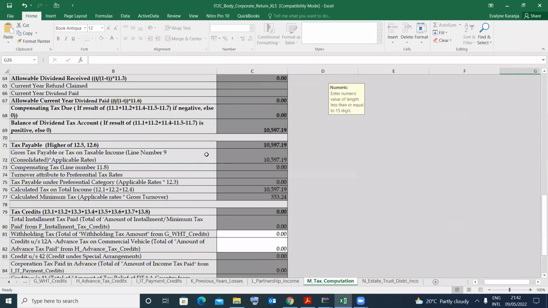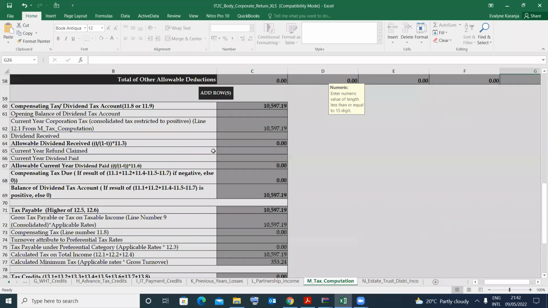Hapo unaona tuko pamoja. It has already calculated yenyewe 10,597.19. That is the tax you are supposed to pay. But remember, hii kampuni pia iko na withholding tax. Withholding tax, already it has been paid. So unaona, meaning lazima tutaitoa hapa. So nataka turudi kwa KRA portal.